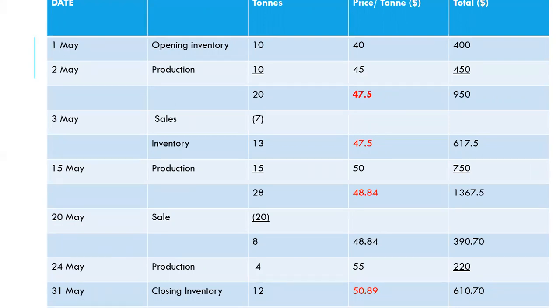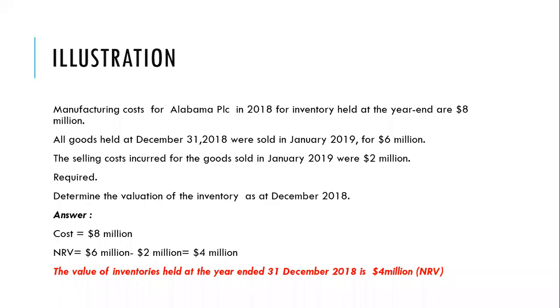So this is the weighted average cost formula and the first in, first out. These are to do it in case you are writing an examination or you are an inventory officer or manager for your organization. Okay, let's look again at another calculation of net realizable value. Manufacturing cost for Alabama PLC in 2018 for inventory held at the year end are $8 million.